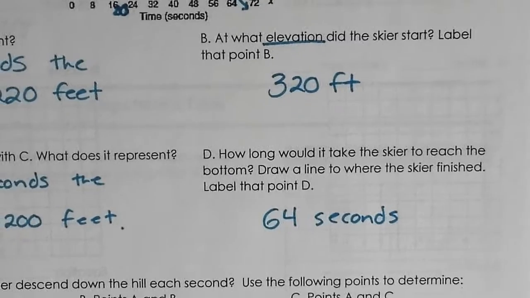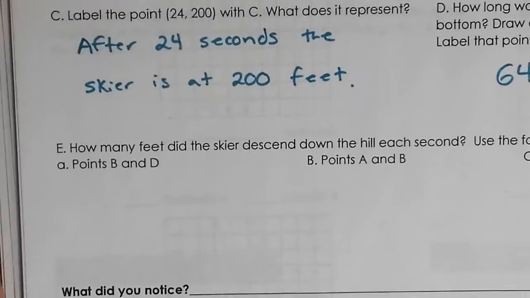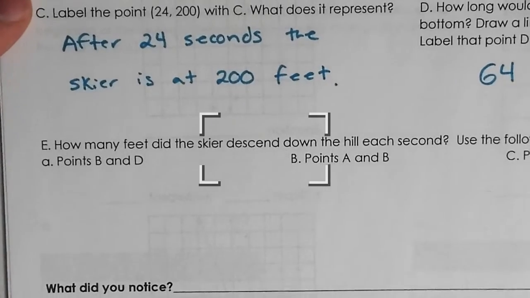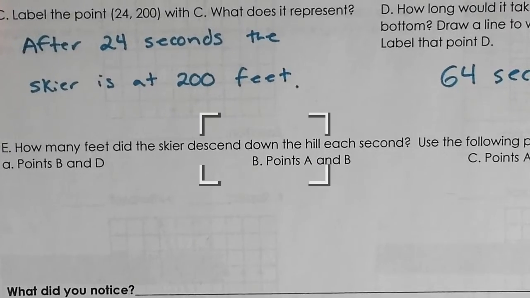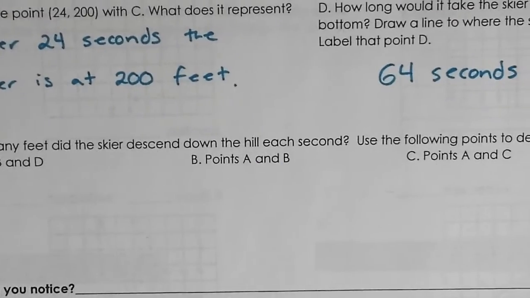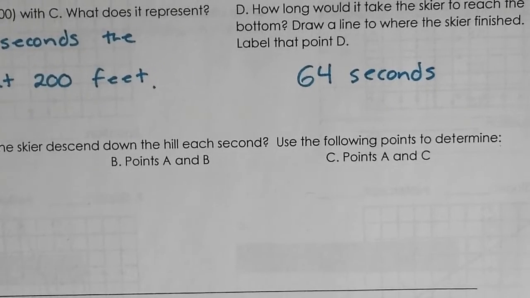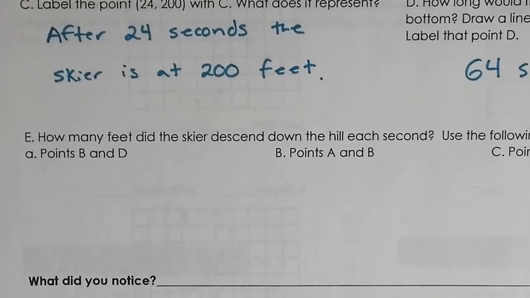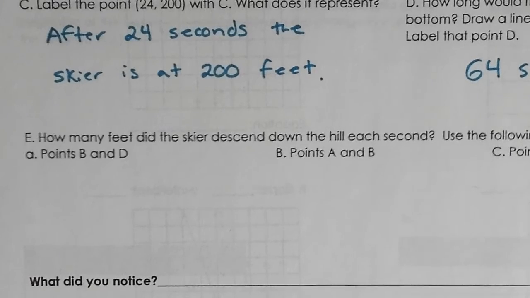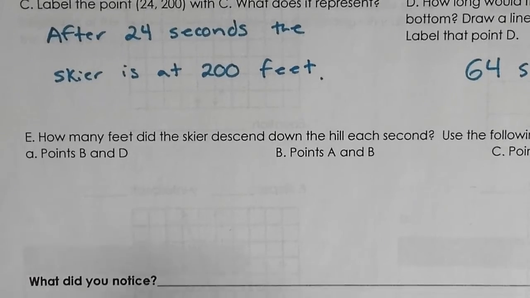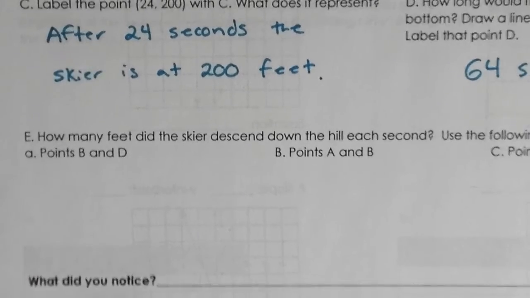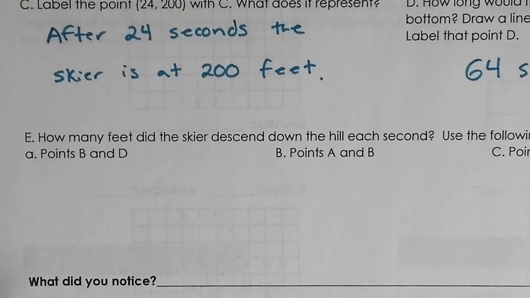Now, these are some tougher questions right here. It says, how many feet did the skier descend down the hill each second? Use the following points to determine. We really haven't talked about this. This is more about actual slope-intercept form and how to find slope, which we're going to talk about in a little bit. So we'll come back to these questions on E.